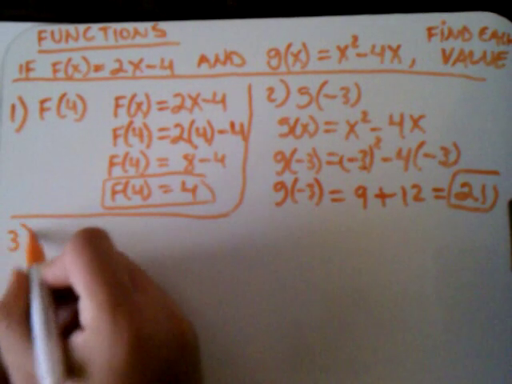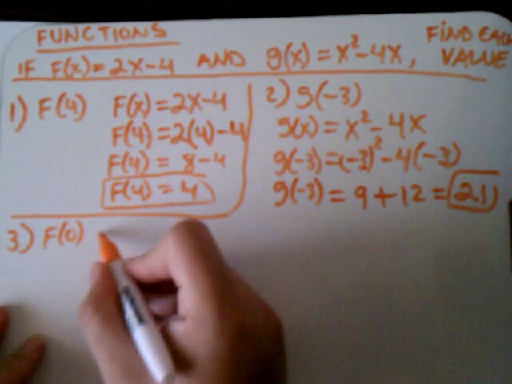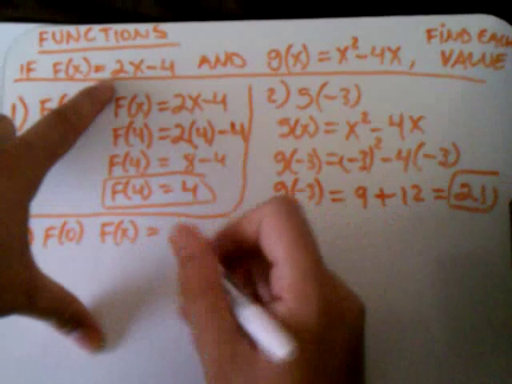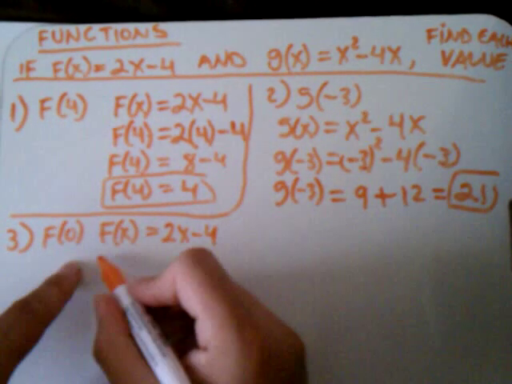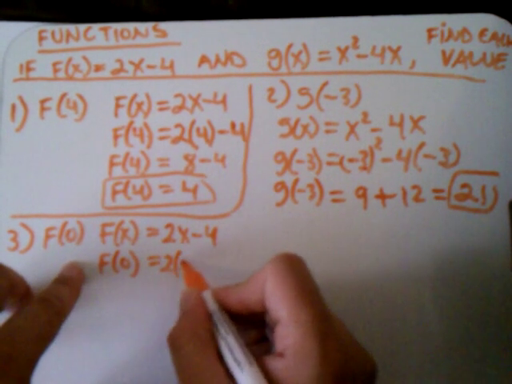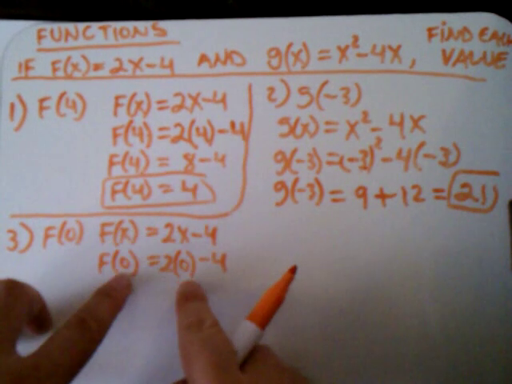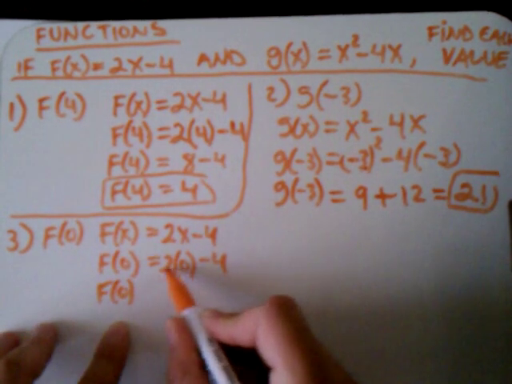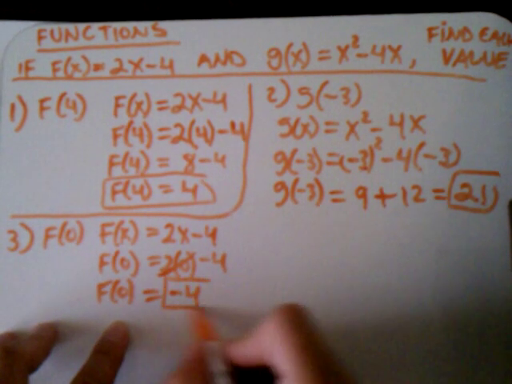Example 3, I have f of 0. So I write f of x equals our original equation, 2x minus 4. Now I plug in: f of 0 equals 2 times 0 minus 4. Notice, replace the 0 for the x. And f of 0 in this case, 2 times 0 is just 0, so it goes away, and you end up with a negative 4. So this is your answer.